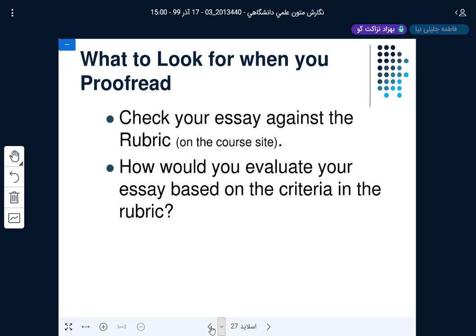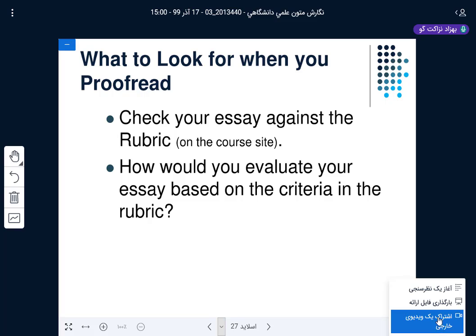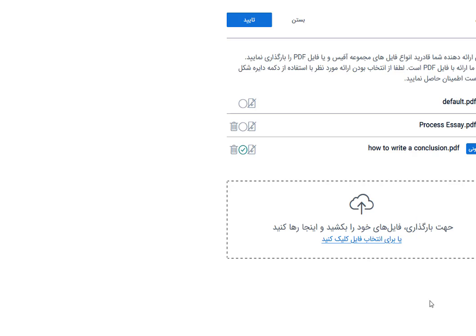What to look for when you proofread? So this is actually part of proofreading. So far so good for this part. Let me go to the next.